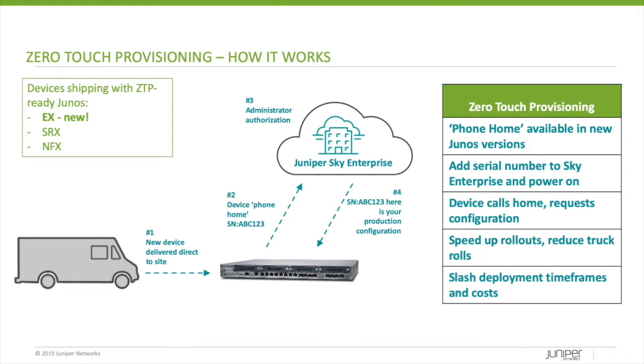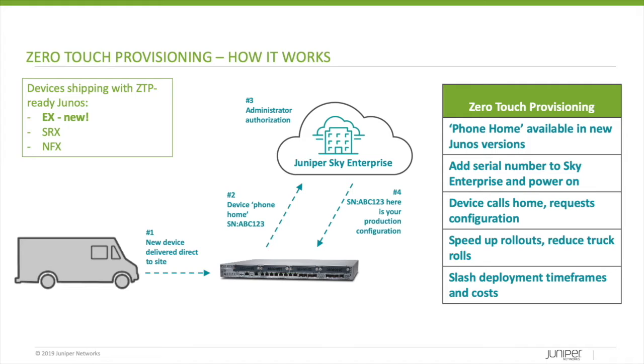So I mentioned ZTP. Let's look at that in a little bit more detail now. So zero-touch provisioning is a really great way to get your Juniper devices online, and really is as simple as they phone home, and all you have to do is add the device name and the serial number to the Sky Enterprise portal, and then power on and connect the device in the branch office site, in the remote place that you're installing these devices, hook them up to the network, and they will call home to Juniper and register with the Sky Enterprise system.